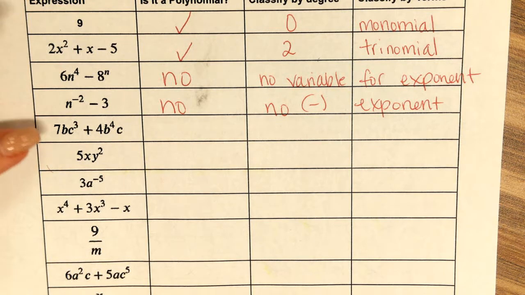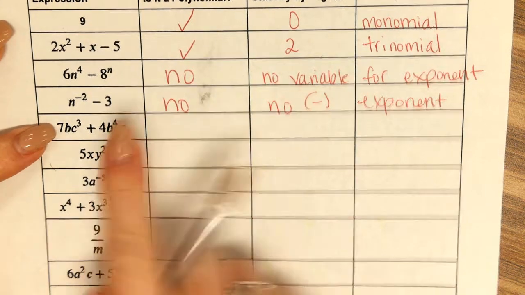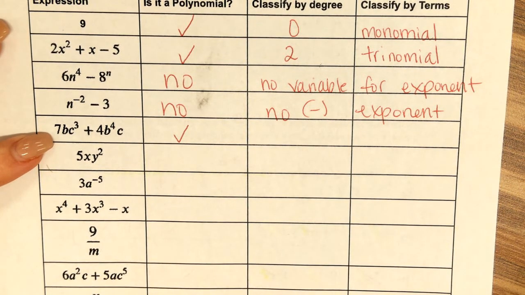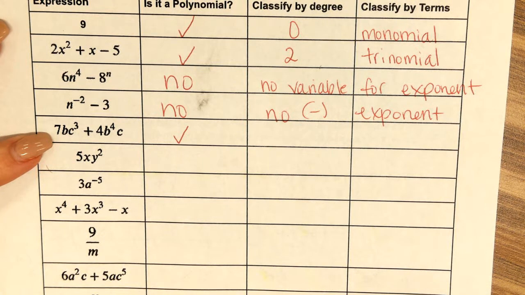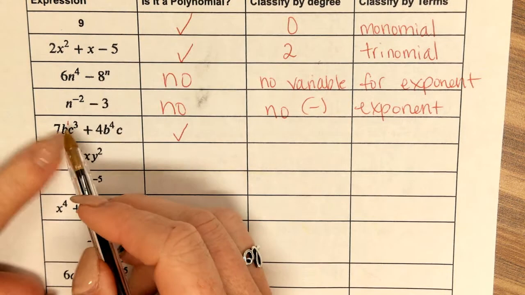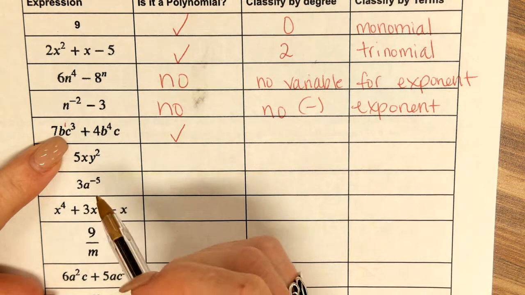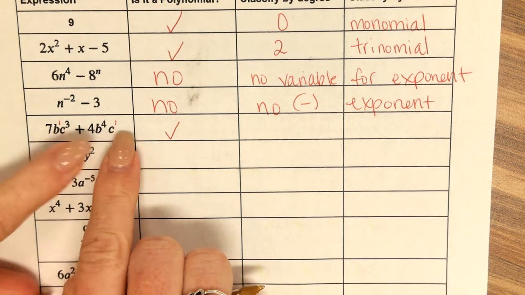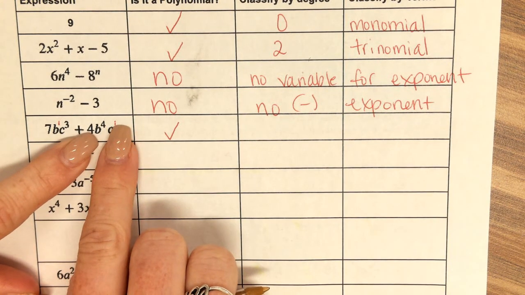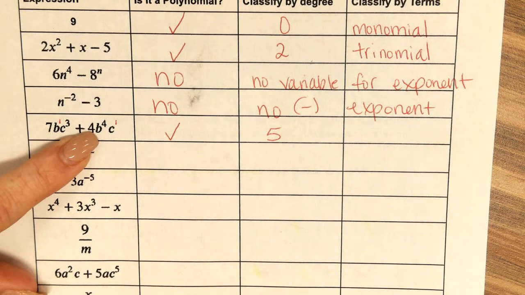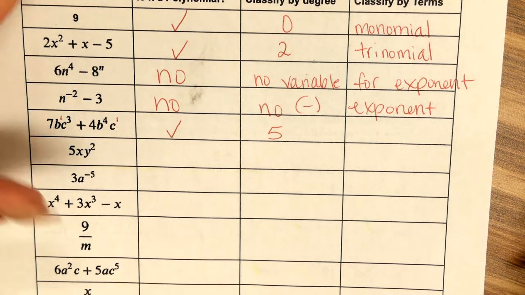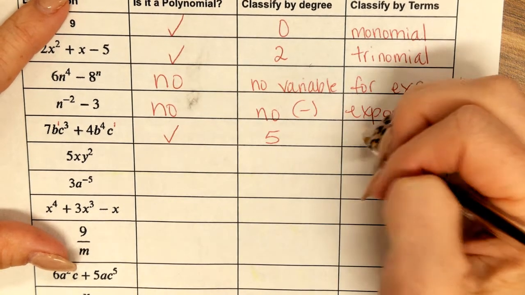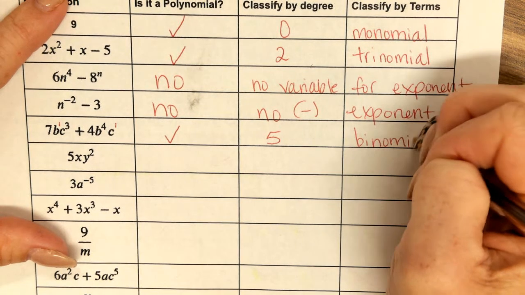Is this a polynomial? Yes. What's its highest degree? Now, hey, remember, if it has more than one variable, you add their degrees. So this variable has an exponent of 1, and so does this one. So which one of these terms would be bigger? This one. And 4 plus 1 is? No, you only use the one term. Okay, how many terms are there? So what would I call this? A binomial.